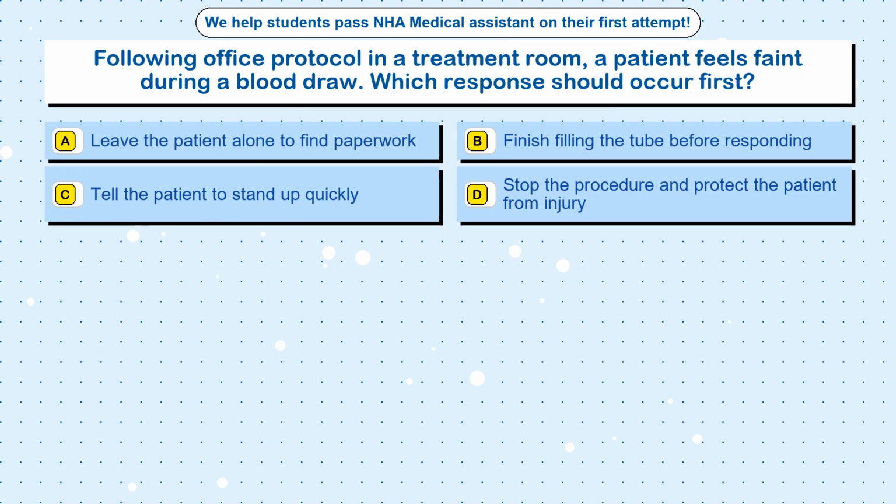Question 39. Following office protocol in a treatment room, a patient feels faint during a blood draw. Which response should occur first? Option A. Leave the patient alone to find paperwork. Option B. Finish filling the tube before responding. Option C. Tell the patient to stand up quickly. Option D. Stop the procedure and protect the patient from injury.